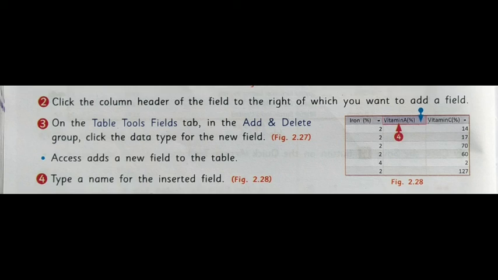Then click the column header of the field to the right of which you want to add a field. On the Table Tools Fields tab, in the Add and Delete group, click the data type for the new field. Access adds a new field to the table. Then type a name for the inserted field. So you can see in your book figures 2.27 and 2.28, you can understand how the modifying of a table design is done.